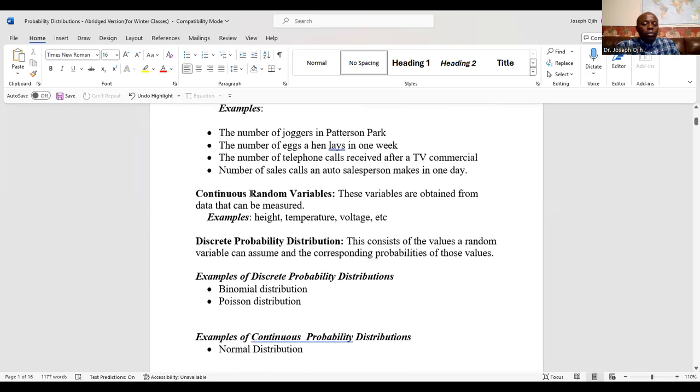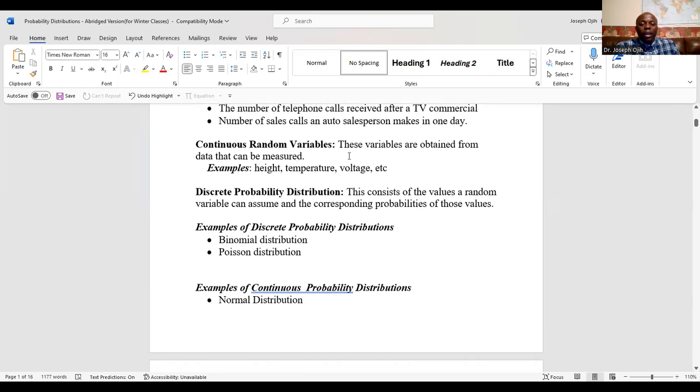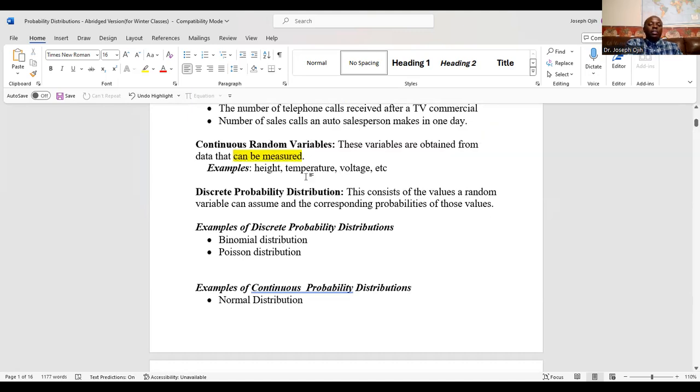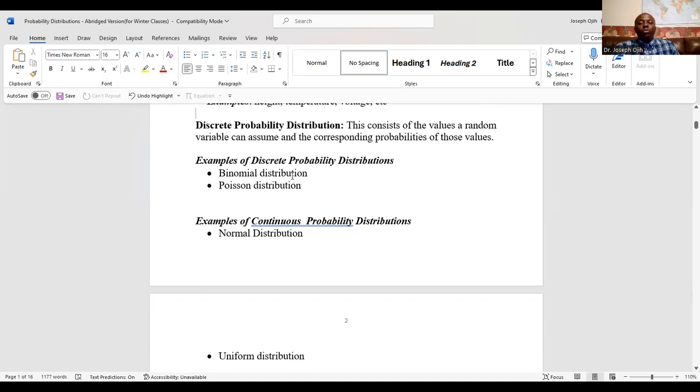Now, for the continuous random variable, these are measured. They can be measured, not counted. Things like height, temperature, voltage, and so on are measured, and so is blood pressure. Now, tonight, we'll be looking at discrete random variables and discrete probability distributions.